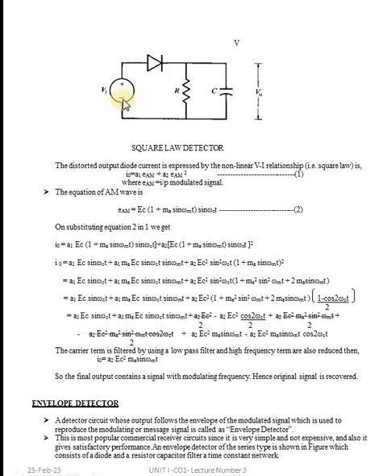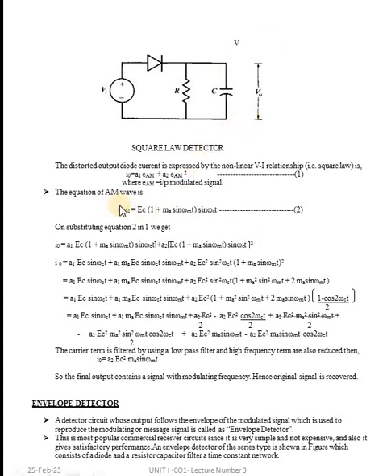So this is the circuit diagram. Whenever it receives the positive cycle, it is operated in forward biased mode, and the corresponding output can be taken across the capacitor. Whenever it is operated in reverse biased mode, there will be no output, so the capacitor starts discharging, and we will not get any output at this terminal.